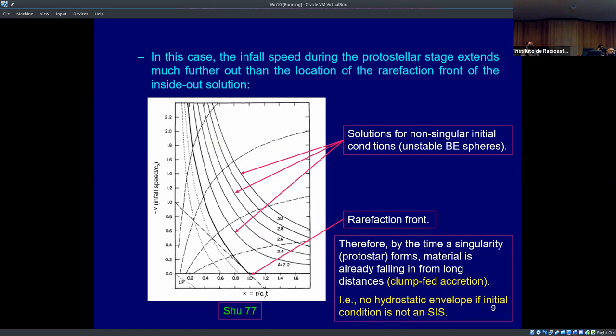And today we know this as clump-fed accretion. It's not just the core that is collapsing. The gas is coming in from larger scales, and this has been observed, and it's normally termed clump-fed accretion. It's not just the core, but the clump inside of which our core is. And so there's no hydrostatic envelope if the initial condition is not a singular isothermal sphere.